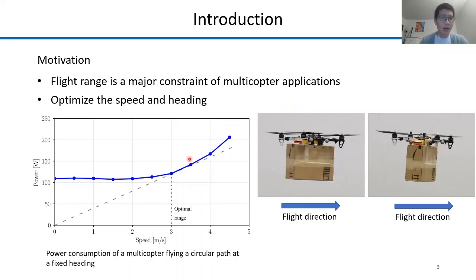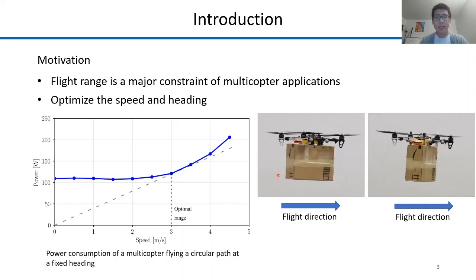The figure on the left shows the power consumption of a quadcopter flying at different speeds but the same heading in our lab. It flies a horizontal circular path with radius 1.7 meters because of space constraint. The point with the smallest slope when connected with the origin, which is 3 meters per second, represents the optimal range speed. Because the slope changes significantly when the speed changes, it's important to find the optimal flight speed.